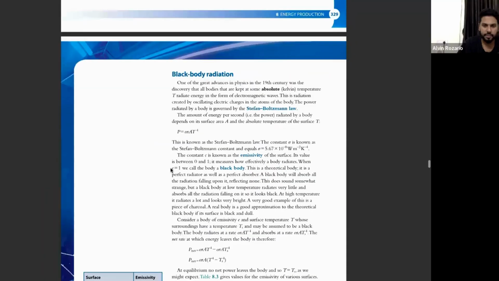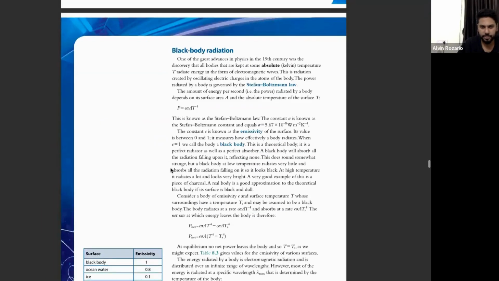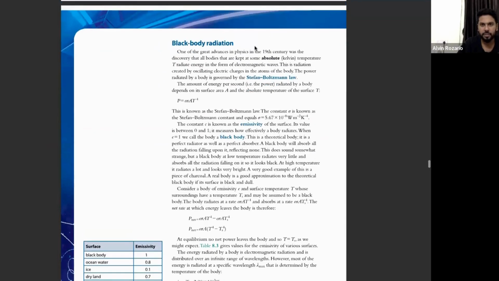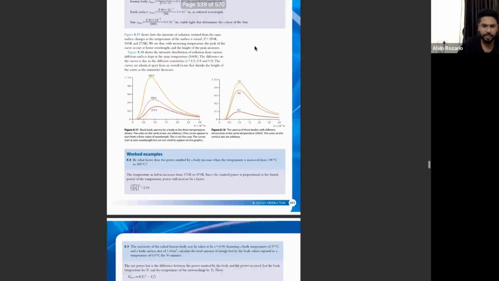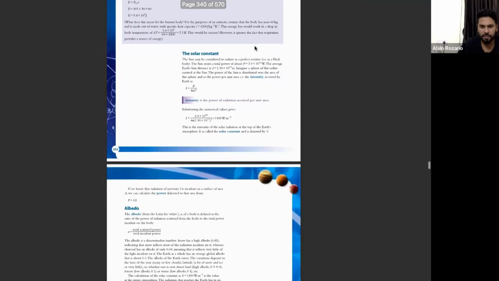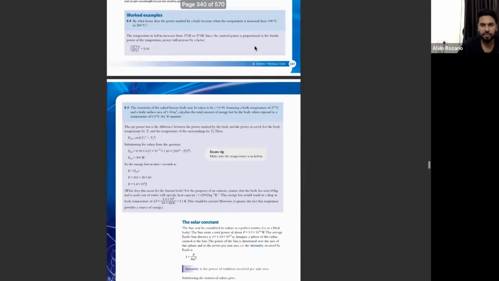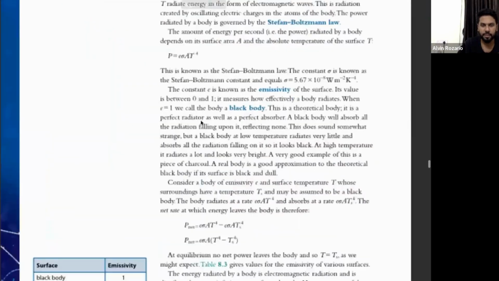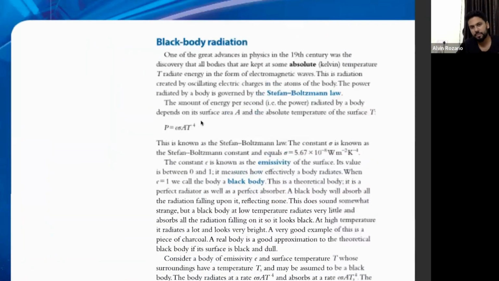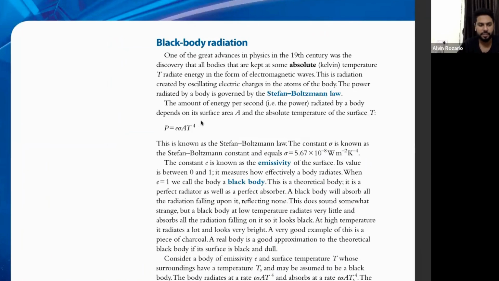Now let us try to understand black body radiation. This black body radiation is kind of a heavy concept, but they have given only a very small portion of information about it. You know, black colors have an advantage in radiation. What is that?